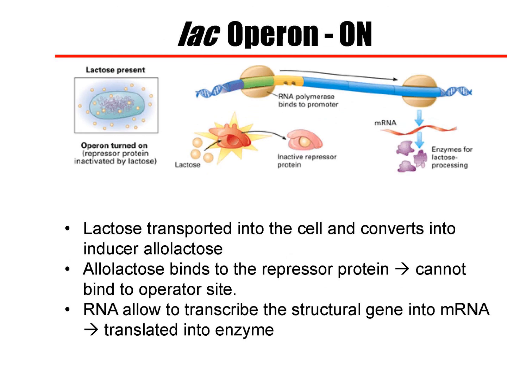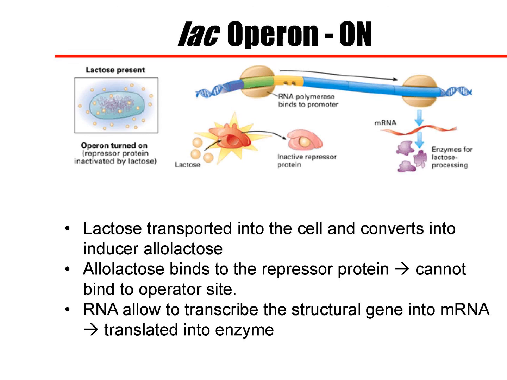This is the condition for when the lac operon is turned on. When lactose is present, so you have lactose in the medium, then the operon turns on. In this process, the repressor protein is inactivated by the lactose. In opposite to the previous condition where it is turned off, with no lactose, the repressor protein is active, right? So it is active, then it binds to the operator region. But in this condition, lactose is first transported into the cells and then converted into an inducer called allolactose. So the lactose molecule is converted to allolactose, and now it is ready to be used as the inducer.